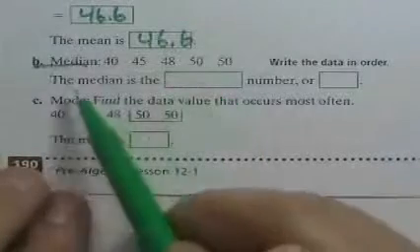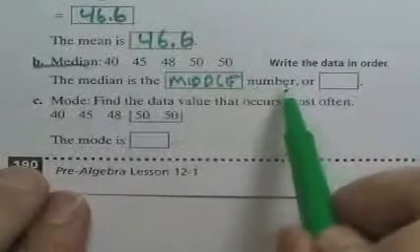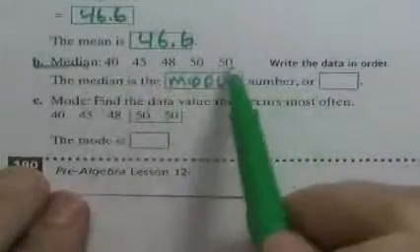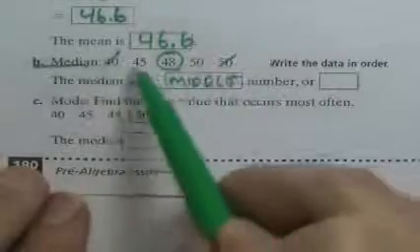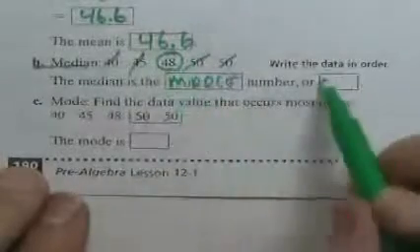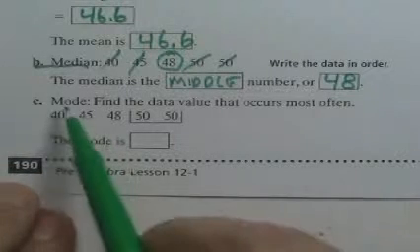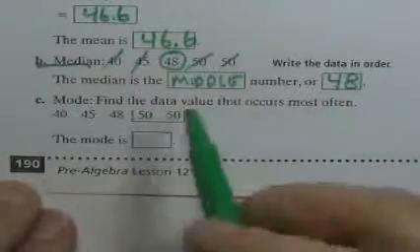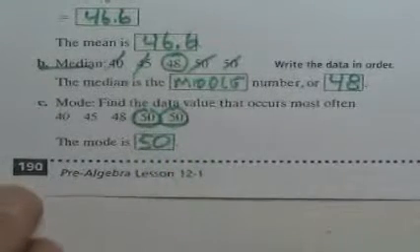Next, we want to find the median. Median is the middle number, but you have to write all the numbers in order. Just so happens they were in order: 40, 45, 48, 50, and 50. The middle number is 48, right? Because I'm looking at the two ends, and I start going towards the center, it's 48. So 48 is our median. Next, we want to find the mode, the most often number that occurs, and that would be 50. See that I got 50 twice. So the mode is 50.